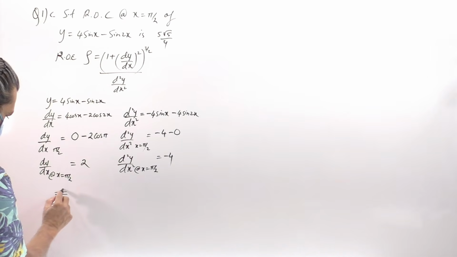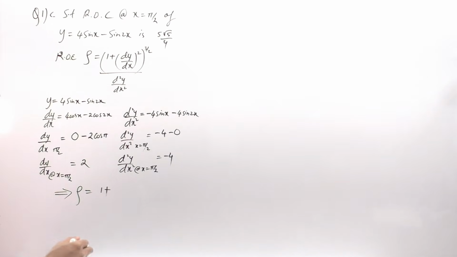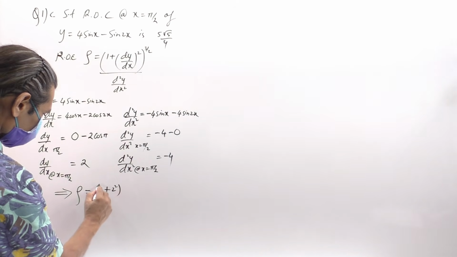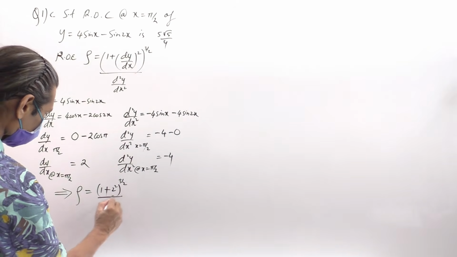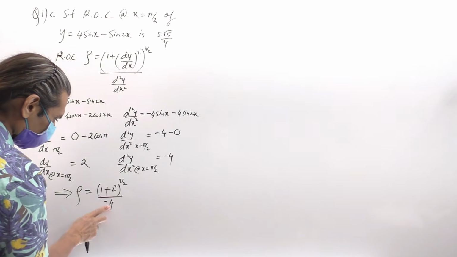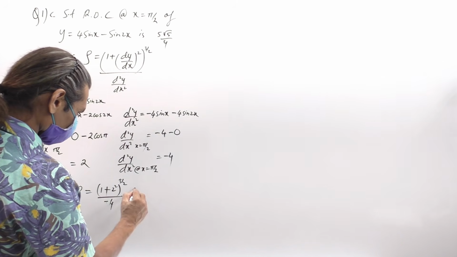That implies rho is equal to, this will be 1 plus, so formula is dy by dx whole square, that is 2 square, whole raised to 3 by 2 upon d square y by dx square, which is minus 4. Fine. So that will be nothing but 1 plus 4, that is 5.